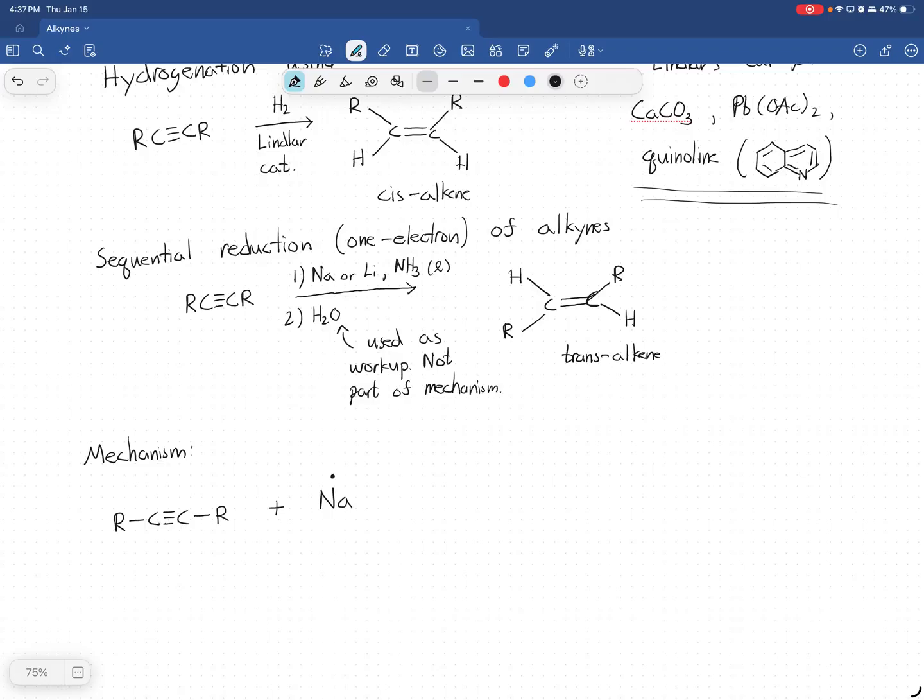How I like to picture it, remember when we showed one electron movement using the fish hook arrows? So you're going to give this to the alkyne carbon. Now my carbon has too many electrons, so I'm going to push this bond up to this carbon, both of those electrons, and I'm going to get a redox reaction where sodium has been oxidized and my alkyne has been reduced.